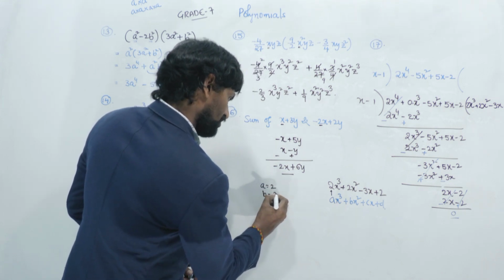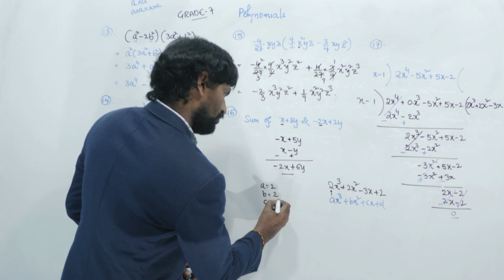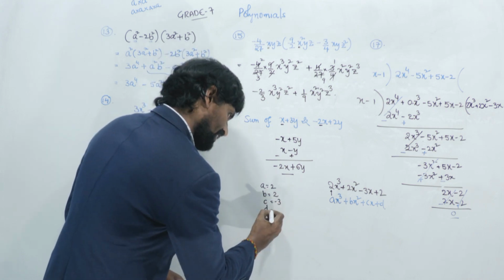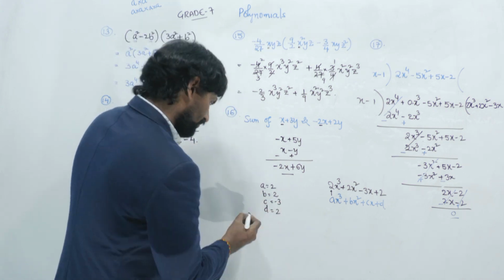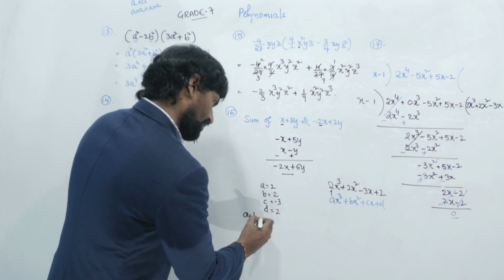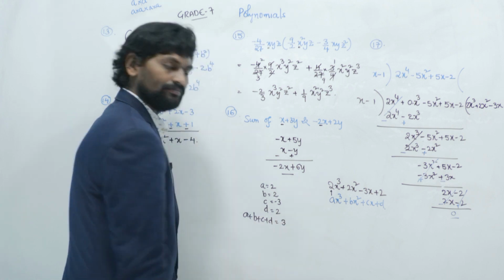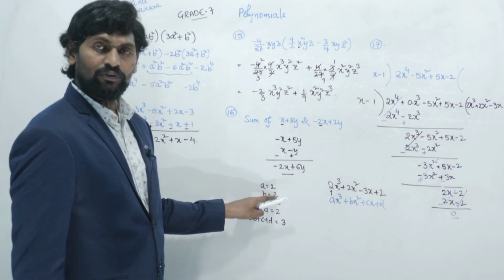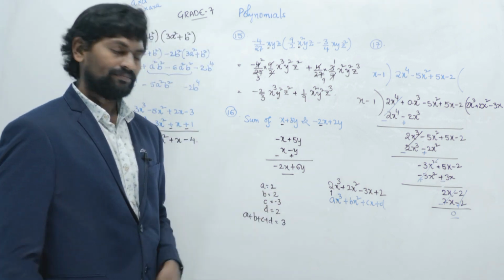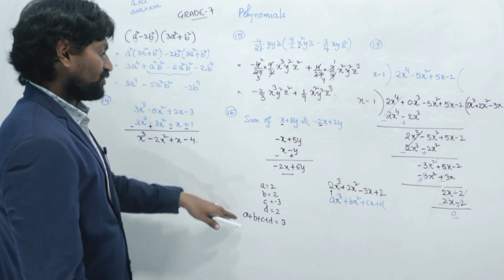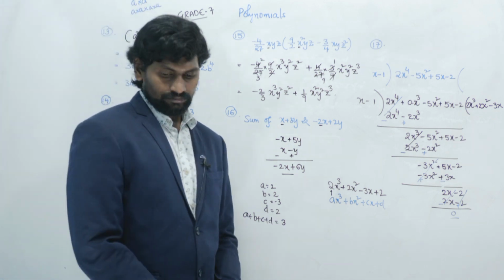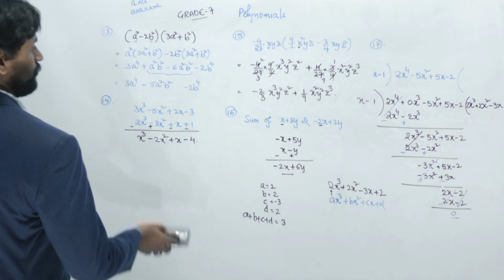B value is 2. C value is minus 3. D value is 2. Add all of them. So a plus b plus c plus d is equal to 2 plus 2, 4. 4 plus 2, 6. 6 minus 3, 3. So the sum of all its coefficients becomes 3. Let us move on to the next problem.